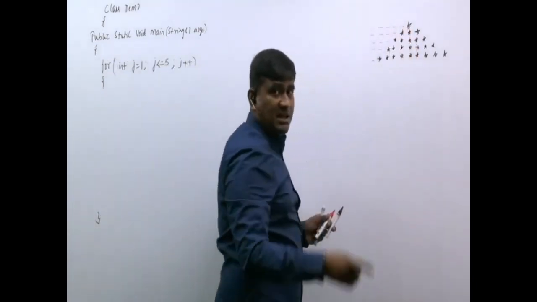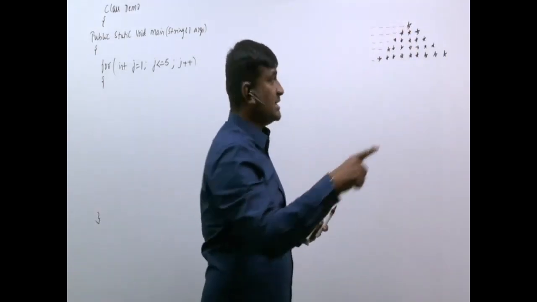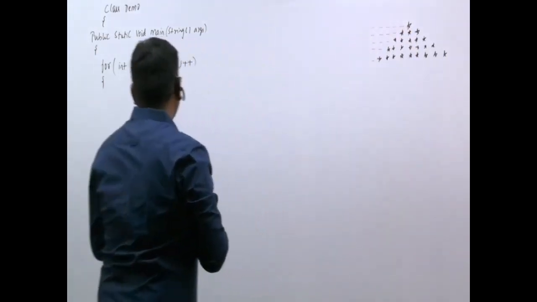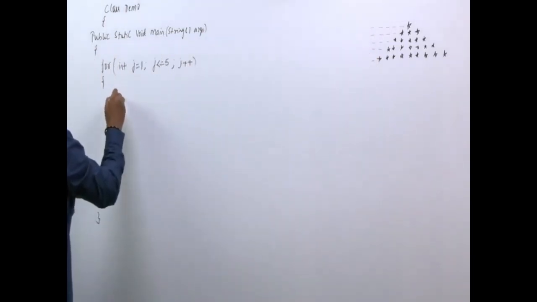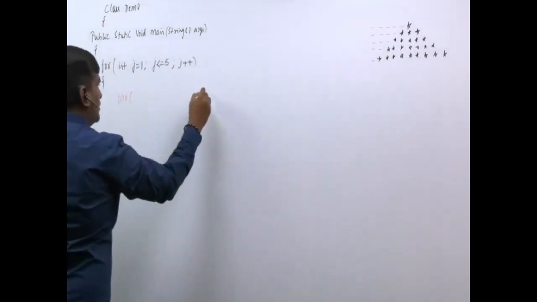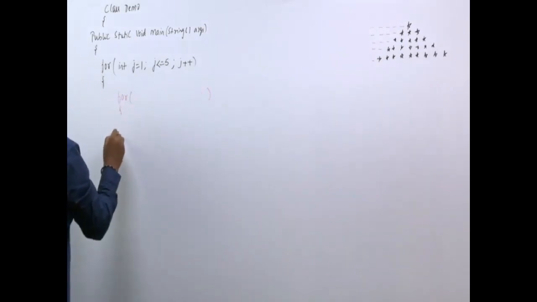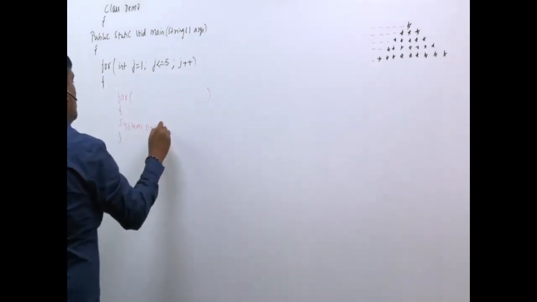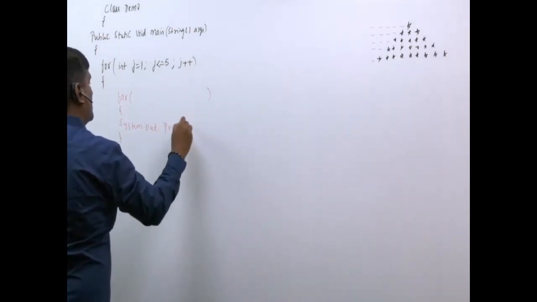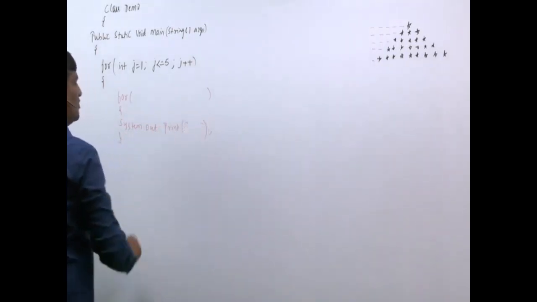But who will come first? Will space come first or star come first? Space will come first. Hence, to take care of space, I will write a for loop like this. What to write inside? I will tell you. Inside this, I will write System.out.print. What to print? One space, you print it.